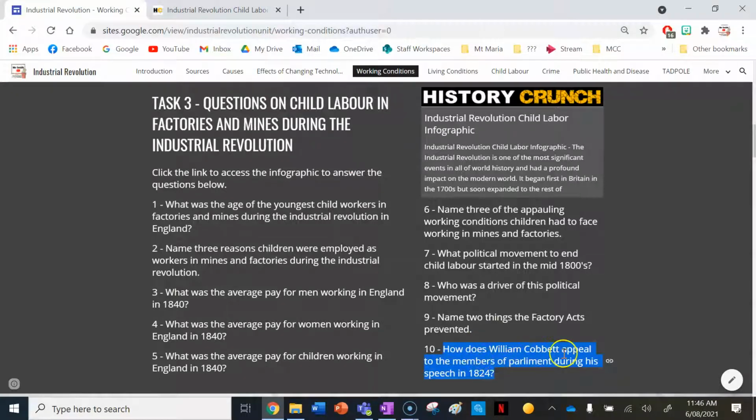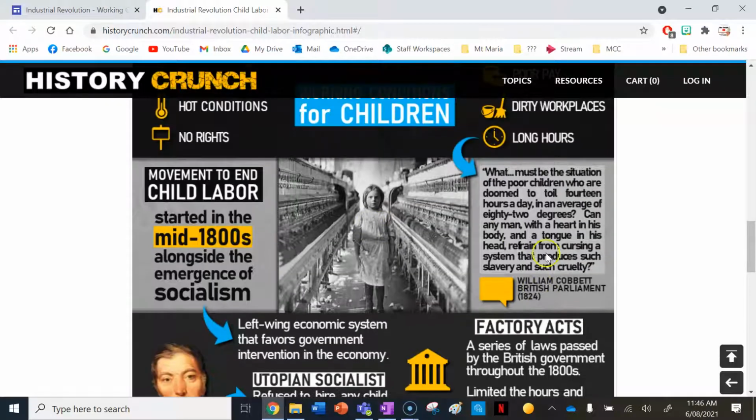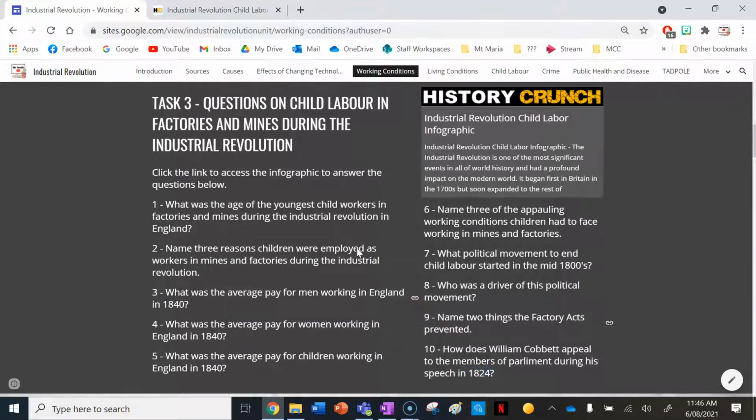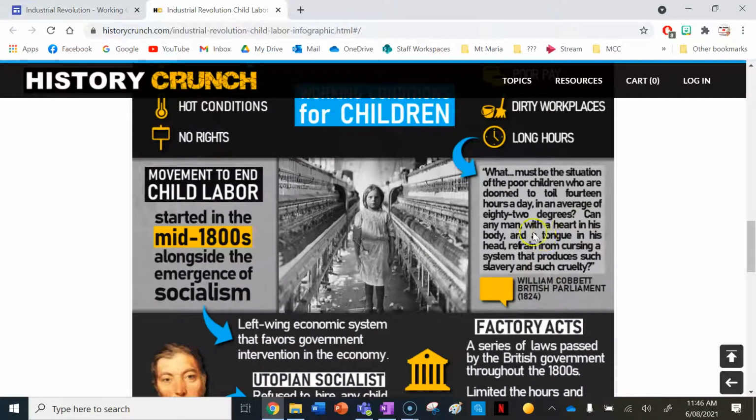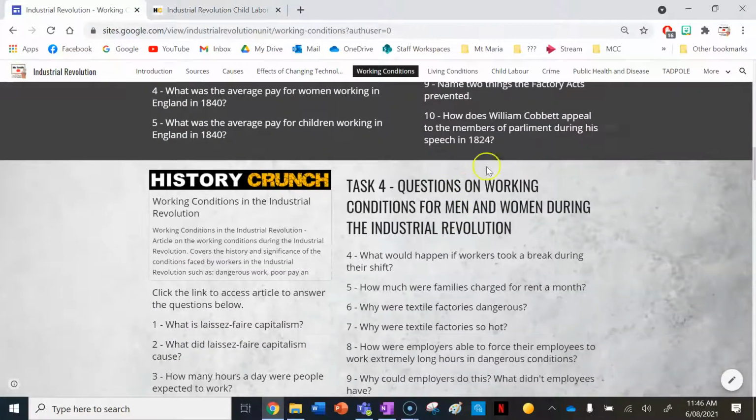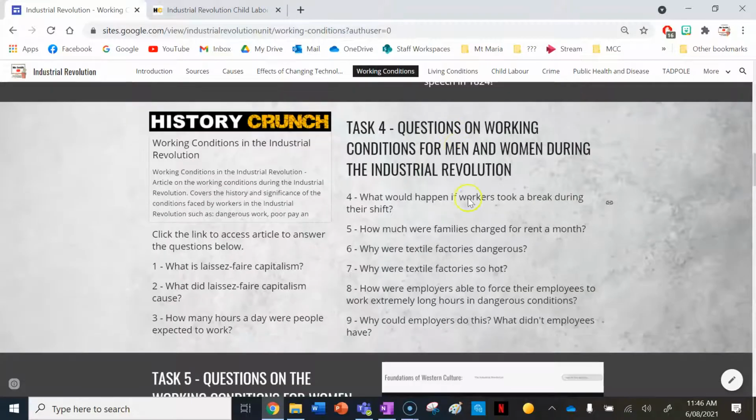Number 10, how does William Cobbett appeal to the members of Parliament during his speech in 1824? We need to find that on the infographic that is located here. Let's read the speech first. What must be in the situation of the poor children who are doomed to toil 14 hours a day in an average of 82 degrees? Can any man with a heart in his body and a tongue in his head refrain from cursing a system that produces such slavery and such cruelty? So he's appealing to people's emotions and intelligence as well. How can you live with a heart in your body if you don't try and stop this? So he's appealing to people's emotions for number 10.